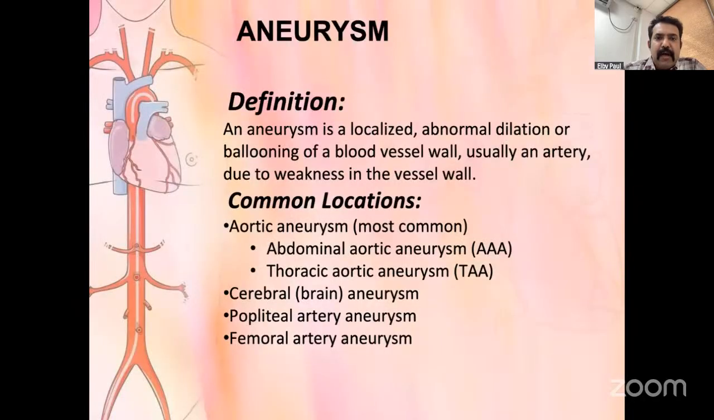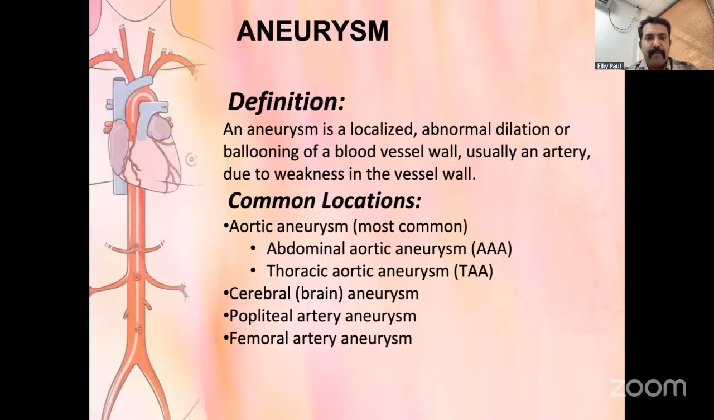Aneurysm. Aneurysm's definition: an aneurysm is localized abnormal dilation or ballooning of blood vessel wall, usually an artery, due to weakness in the vessel wall. Okay, तो मीन्स इसमें क्या होता है, जैसे आपका जो आर्टरी जा रहा है या वेन जा रहा है जिस भी हो, तो उसमें वॉल वीक हो गया, उसका बल्जिंग हो जाता है. ठीक है, बल्जिंग हो गया और वीकनेस हो गया, वो फटने का भी चांसेस हैं.